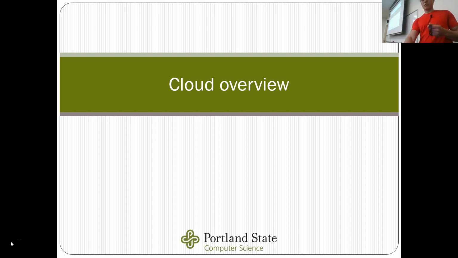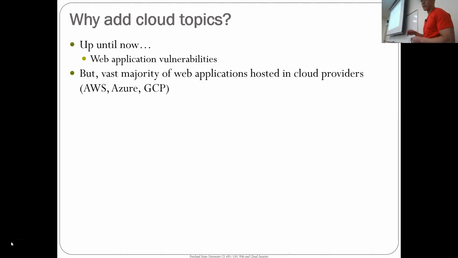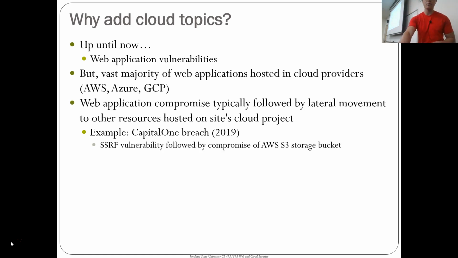I don't have to motivate it as much now as I used to, but up until now, we have focused mostly on web application vulnerabilities, application security, but the vast majority of web applications are actually hosted on public cloud providers like AWS, Azure, and Google Cloud Platform. And typically, when an adversary compromises a web application, they're going to look to pivot from that web app to wherever else they can get access to in that backend cloud project. This is called lateral movement.